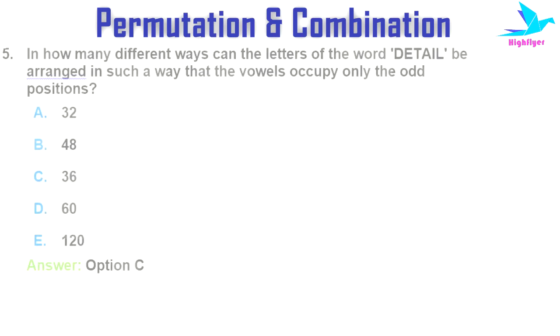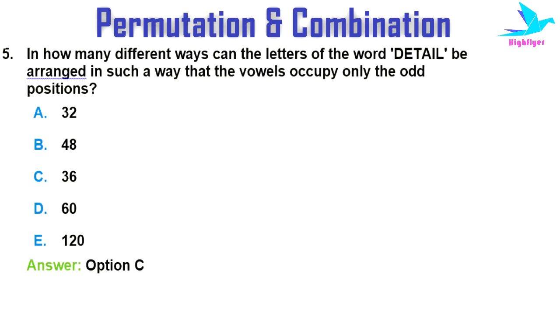Next question. In how many different ways can the letters of the word DETAIL be arranged in such a way that the vowels occupy only the odd positions? The options are 32, 48, 36, 60 or 120. The right option is option C, 36.